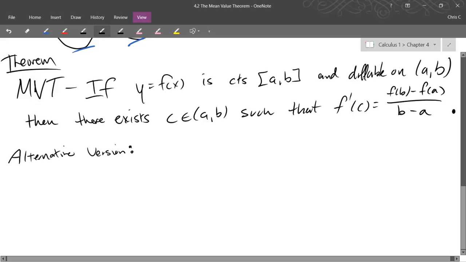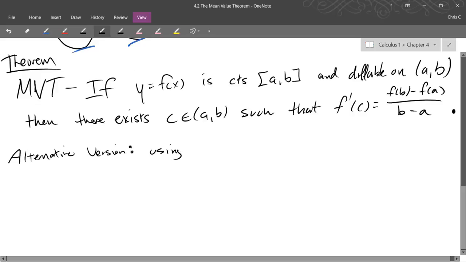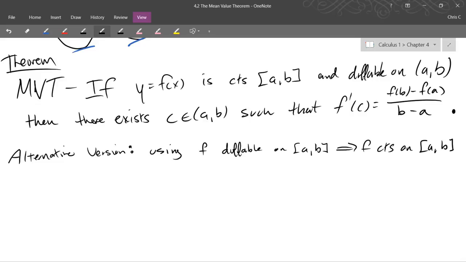So it seems a little tedious to show your function is continuous on this interval and differentiable on this slightly different one. So if we use the fact that f differentiable on the closed interval [a, b] implies f continuous on [a, b], we're going to use the fact that differentiable implies continuous. So if you just say your function is differentiable on the closed interval, it also means continuous on the closed interval.